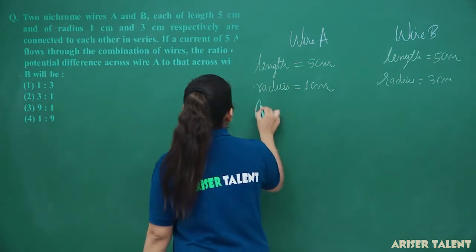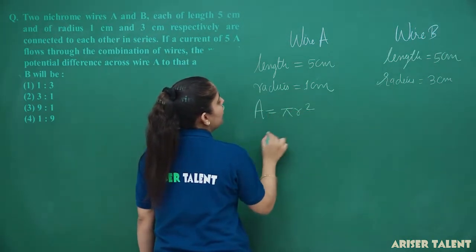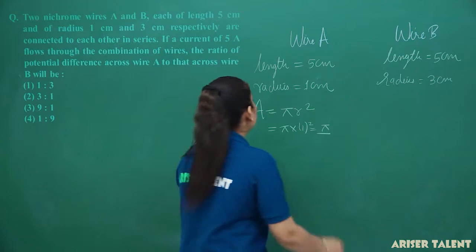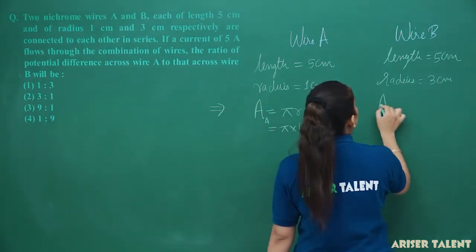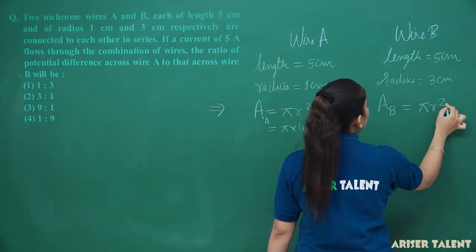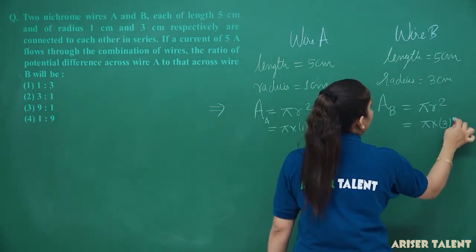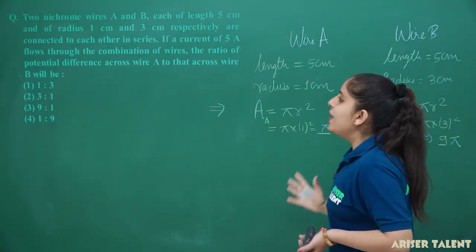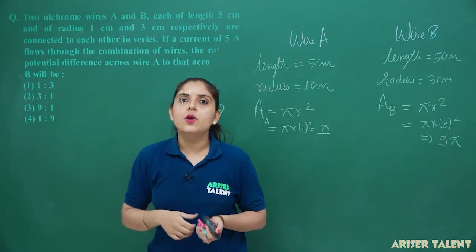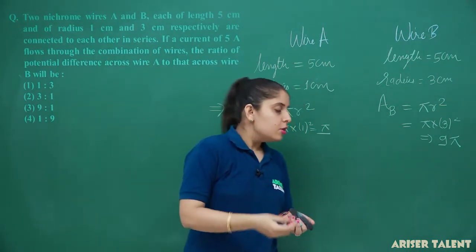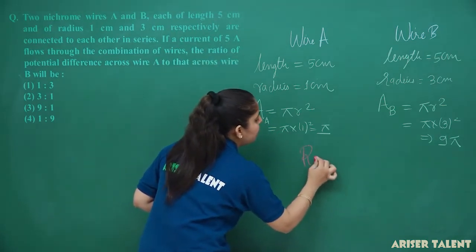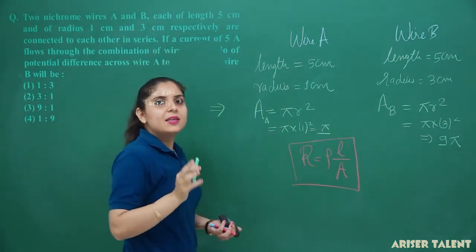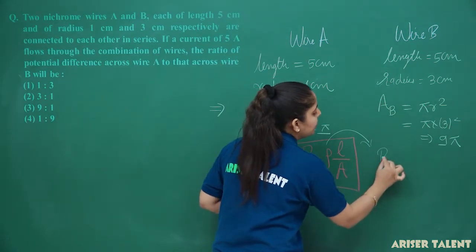So firstly, if I'm going to calculate the area, it came out to be pi r square and I can write it pi into 1 square, that is equal to pi. Now, this is our area number A and this is area for B. Again pi r square and it came out to be pi into 3 square. So, we can say that it is 9 pi. So, this is the area in both the cases. Now, the wires are of same material, that is of the nichrome wire. So, I can say that the resistivity will be same in both the cases. So, for the formula of resistance, we have R equal to rho L by A. And the wire is a nichrome wire, so resistivity will be same in this case.